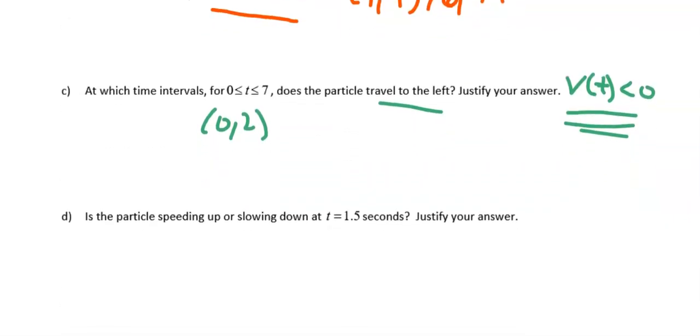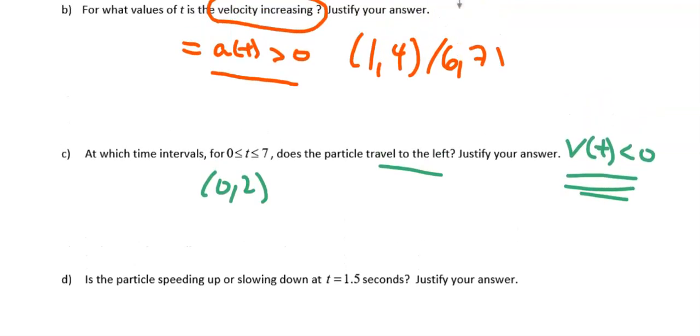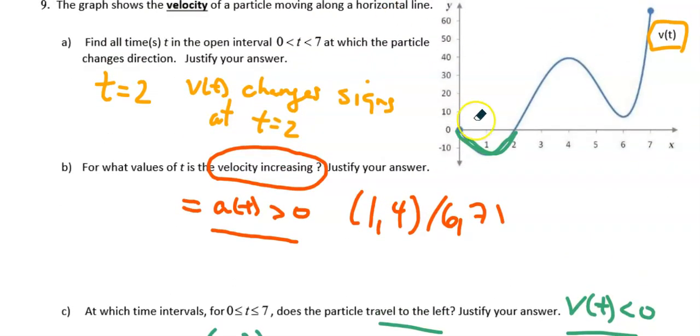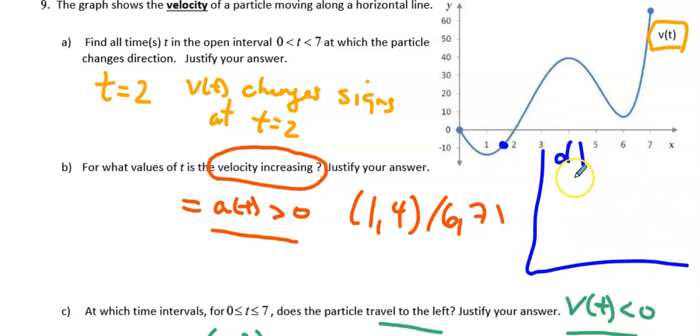Part D: is the particle speeding up or slowing down at 1.5 seconds? So at 1.5 seconds, you guys can see that we're right here, right? And so I'm going to put the answer here, but this is for part D. If you look at this, our velocity is less than 0 because it's underneath the x-axis, but our acceleration is greater than 0 because our slope is positive here. So since these have different signs, I can say that the particle is slowing down.